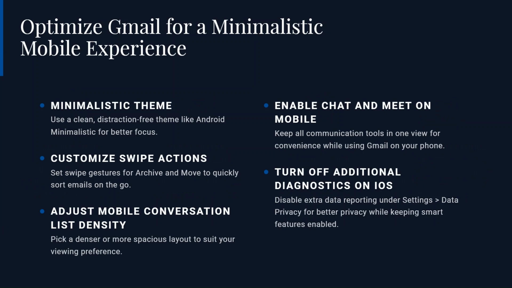Adjust mobile conversation list density. Pick a denser or more spacious layout to suit your viewing preference. Enable chat and Meet on mobile. Keep all communication tools in one view for convenience while using Gmail on your phone.